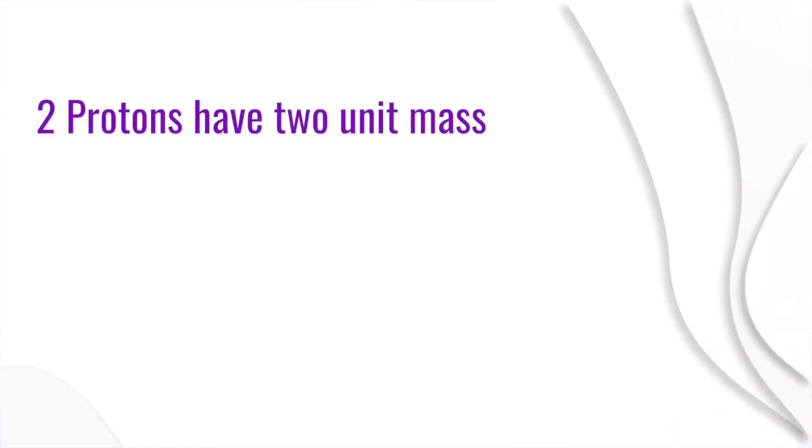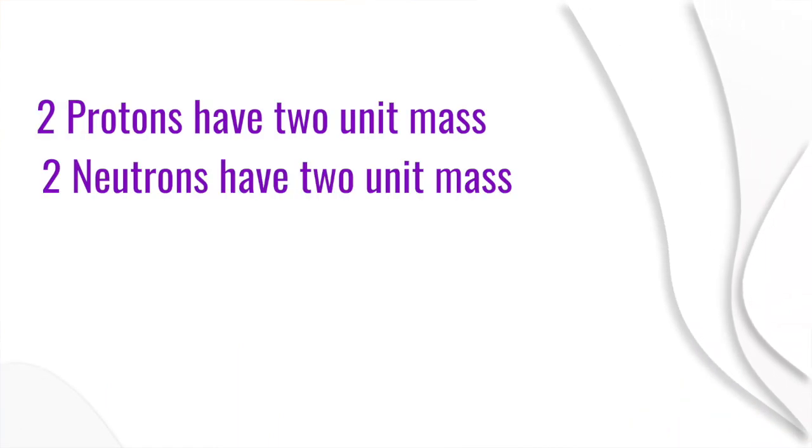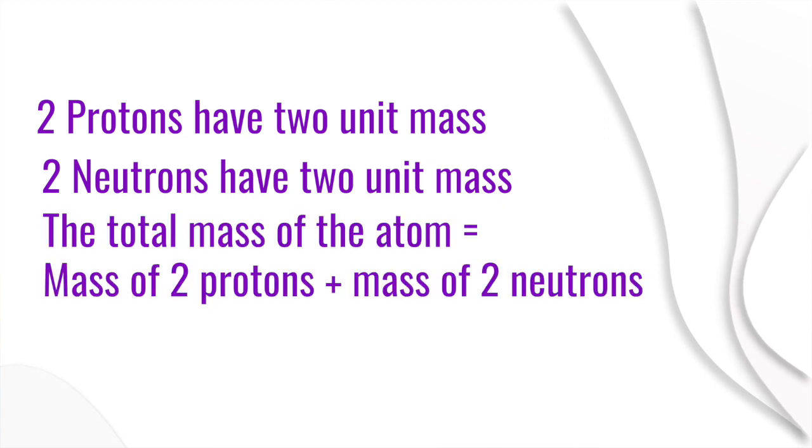If it is clear, then tell me what is the mass of an atom having 2 protons and 2 neutrons? 2 protons have 2 unit mass. 2 neutrons have 2 unit mass. So, the total mass of the atom is equal to mass of 2 protons plus mass of 2 neutrons. That is equal to 2 unit plus 2 unit. That is equal to 4 unit. So, the total mass is 4 unit.